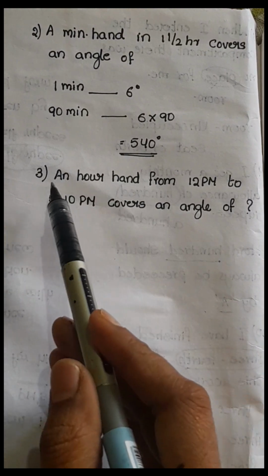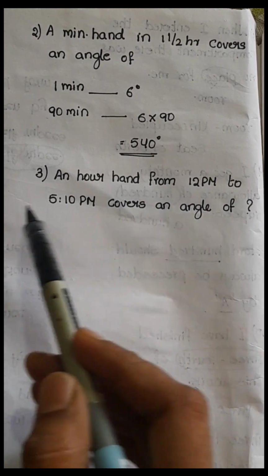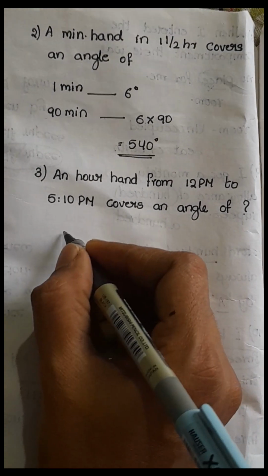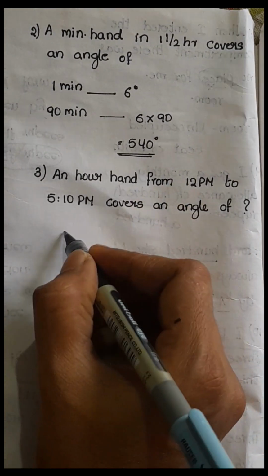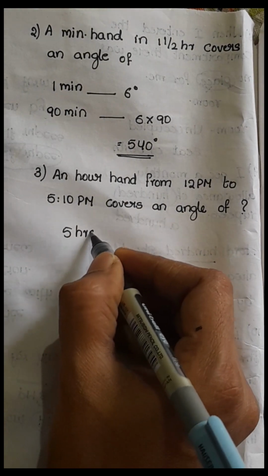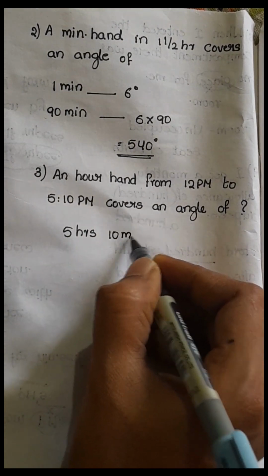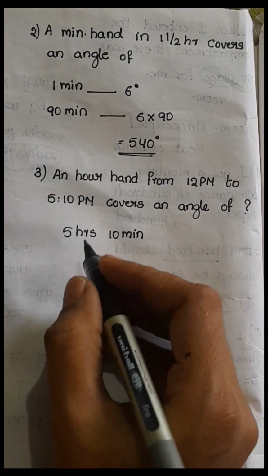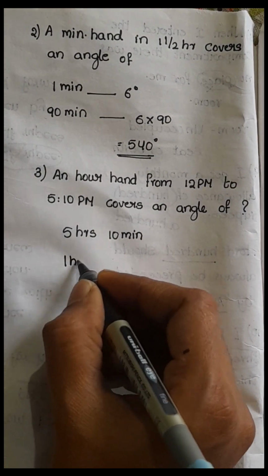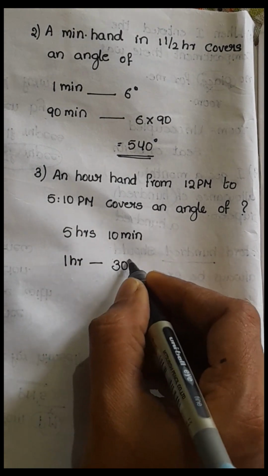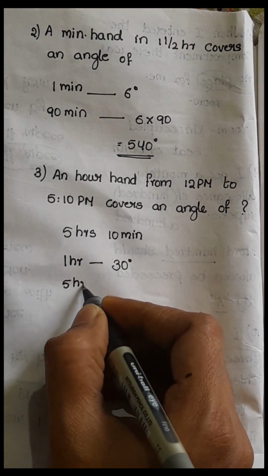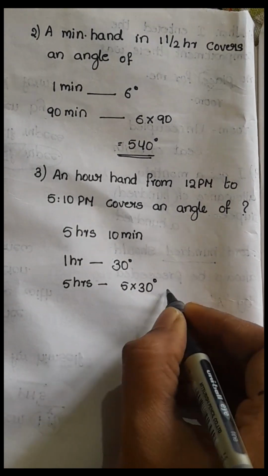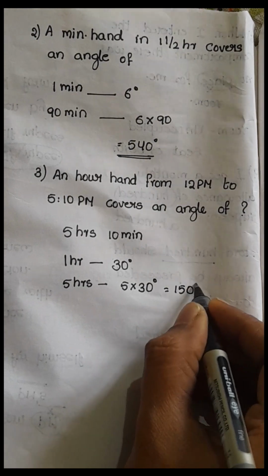The third question is an hour hand from 12 p.m. to 5:10 p.m. covers an angle of. Here the total time is 12 p.m. to 5:10 p.m., so 5 hours and 10 minutes. In 1 hour the hour hand covers an angle of 30 degrees. In 5 hours it covers an angle of 5 into 30 degrees, which is equal to 150 degrees.